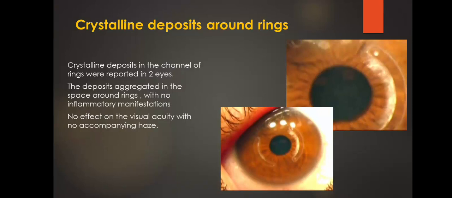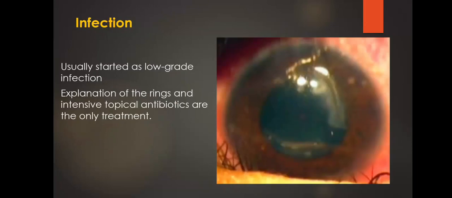Crystalline deposits around the rings. Crystalline deposits in the channel of the ring were reported in 2 cases. The deposits aggregate in the space around the ring with no inflammatory manifestation, no effect on the visual acuity, and no accompanying haze. Infection, one of the grave complications, usually starts as low-grade infection. Explantation of the rings with intensive topical antibiotics is the only treatment. As in this case, we can see the site of infection and we remove the rings.